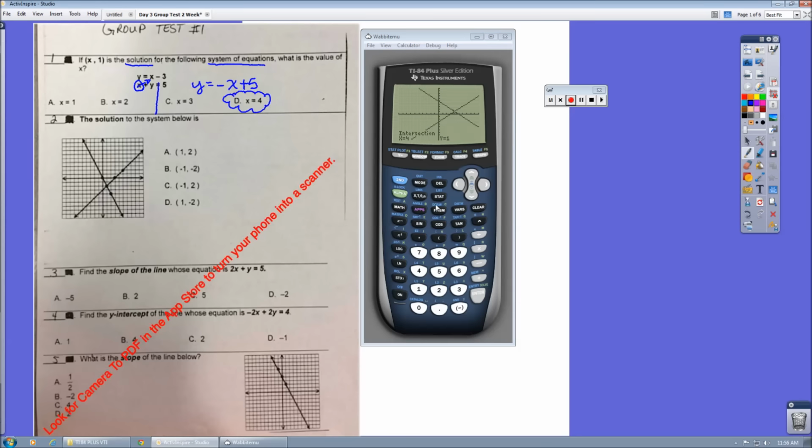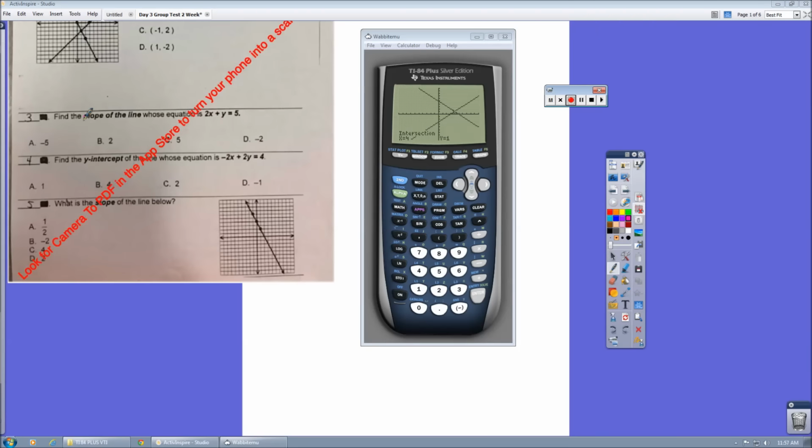Question 2. The solution to the system below is, we already said from question 1, the solution is where they intersect, so all you have to do is find the point where these two lines intersect. And if you look, it's positive 1, negative 2. Yippee, it's so exciting.